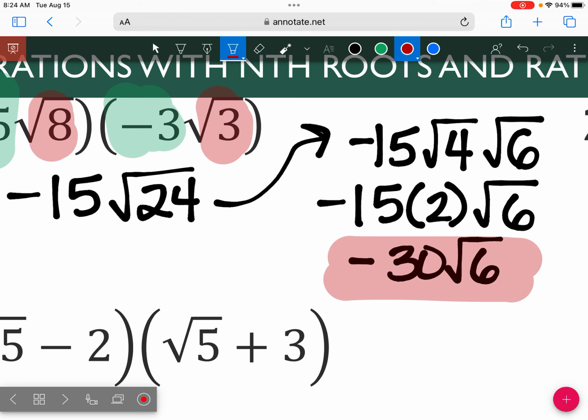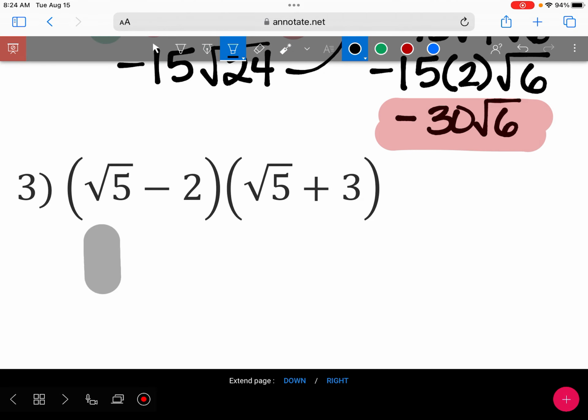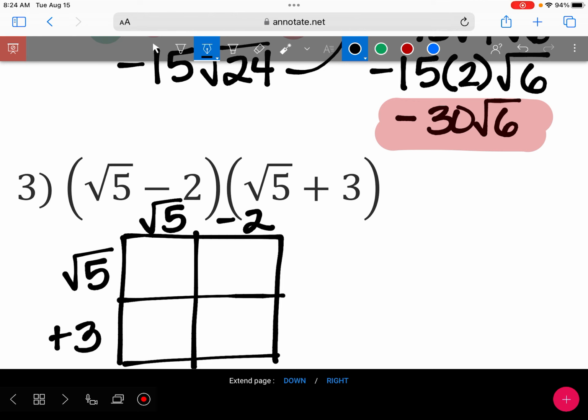So I'm going to do these out of order. I want to do number 3 next. And then we'll talk about number 2, because number 2 is adding. So let's look at number 3. Number 3, we have to make a box. So let's make a box. And go ahead and fill in those 4 boxes.